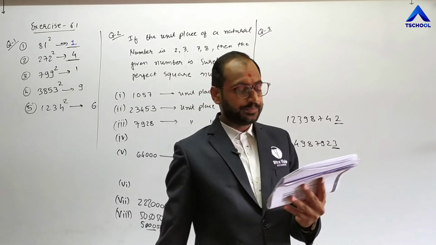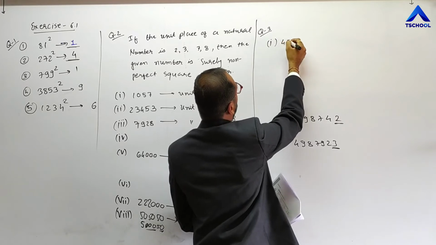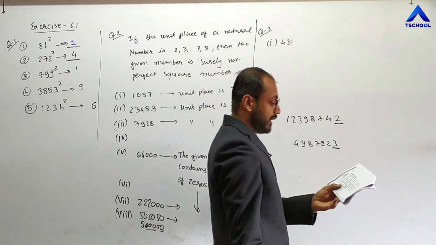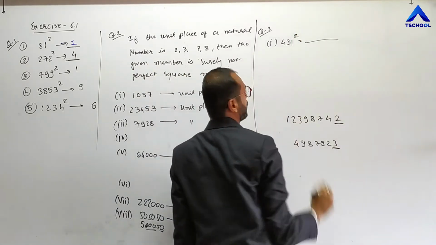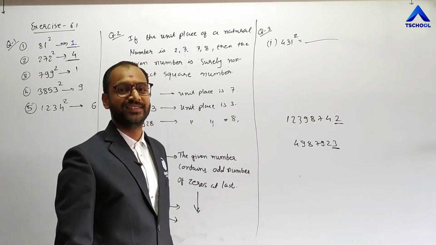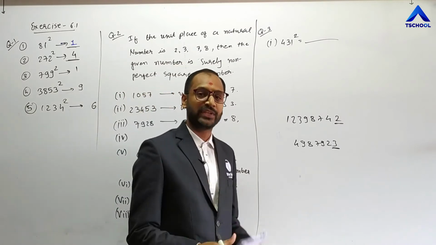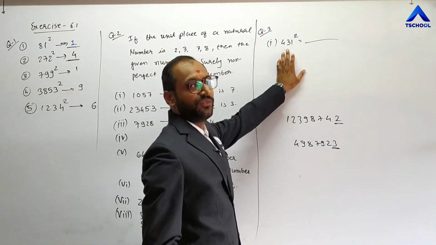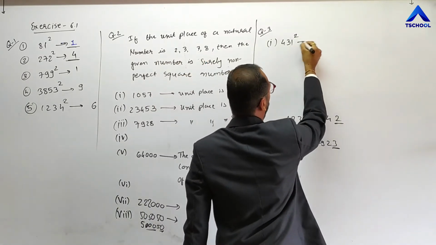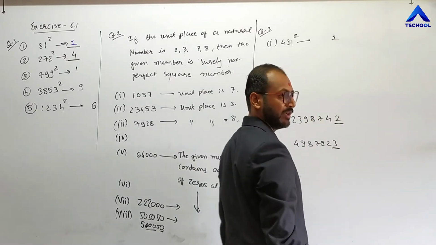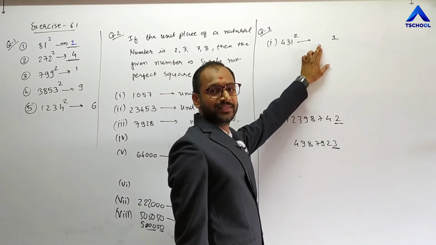Now some numbers are given, like 431. The first number given is 431. How can we check whether the square of the given number is even or odd? By obtaining the unit place of the given square. The unit place of the given square is 1, so this number is odd.